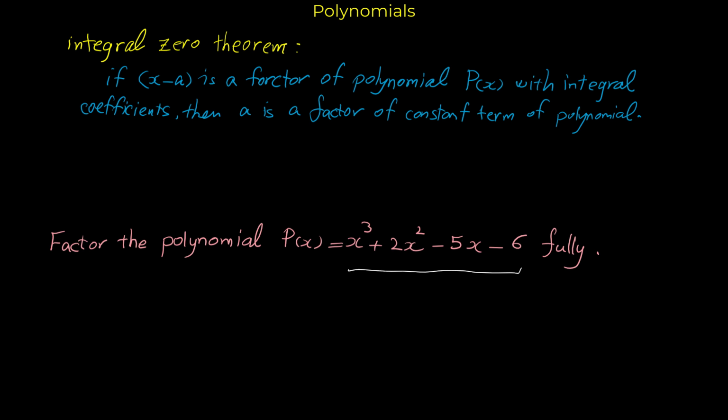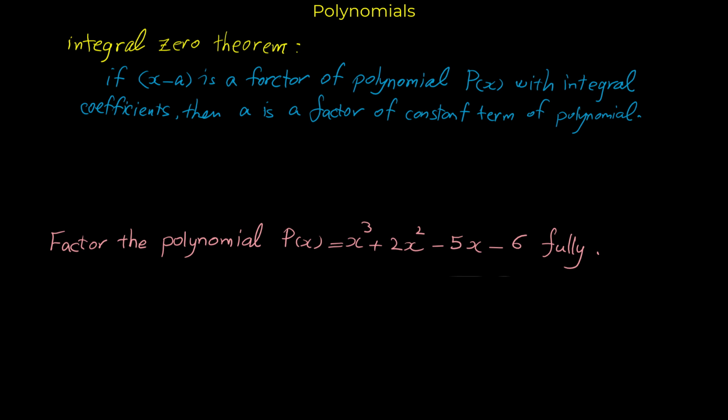The polynomial should be, for example, something like this, where the coefficients of each term are integral coefficients. The coefficients should not be fractions. We should not have radical numbers as coefficients. So for example, we cannot have 2 over 3 or 1/2 as the coefficient for our terms in our polynomial. Then a is a factor of the constant term of the polynomial.